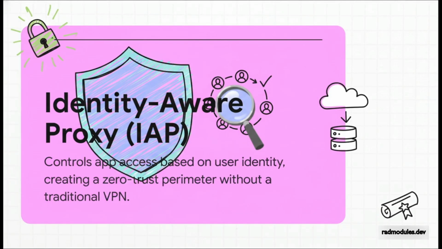Now, what about protecting the front door to your web apps? For that, you need to know about Identity Aware Proxy, or IAP. Think of it like a super smart security guard standing in front of your application. It checks everyone's ID, their Google identity, before they're even allowed to knock on your app's door. It's a zero-trust approach, and for many cases, it completely replaces the need for an old-school VPN.